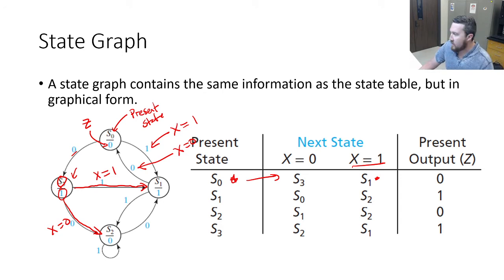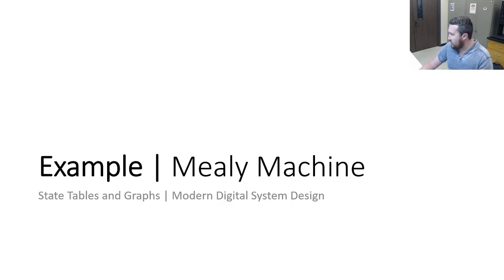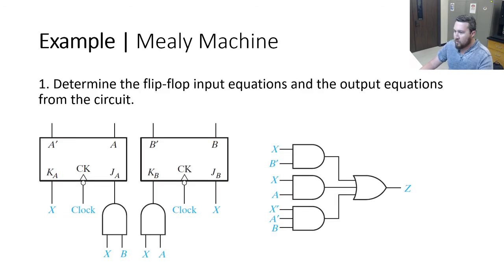All right, in that case, let's go ahead and work out just one more example. We're going to take a look at this guy. This is that Mealy machine that we've seen before, right? We're going to determine the flip-flop input equations and the output equations from the circuit. So let's do that first. We've got a number of different equations to work with here: JA, KA, KB, and JB. Let's do them.